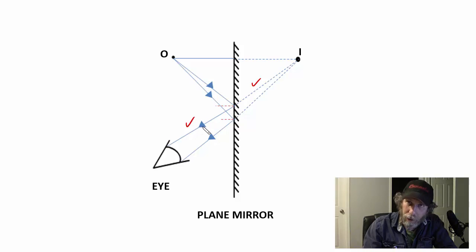Now, this is important, okay? When you do this on your tests and your final exam, you have to do it this way. You must dot or dash these lines, and these must be solid. So here's the top one, and here's the bottom one. Straight lines going back into the eye.